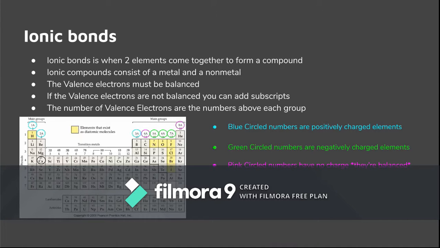Blue circle numbers are positively charged elements. Green circle numbers are negatively charged elements. Pink circled numbers are neutral charged elements. An example is calcium, which has two positively charged valence electrons. Oxygen has two negatively charged valence electrons. So together they'll make CaO, which is calcium oxide.